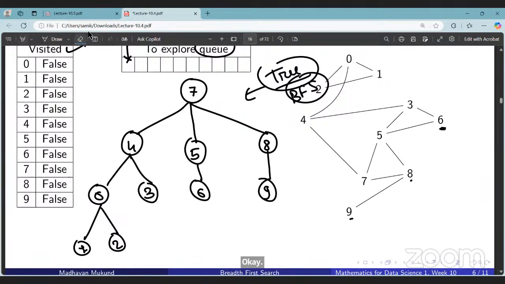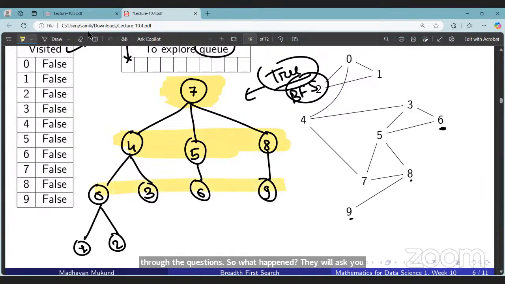Now here, there are some questions. I think you have already gone through such questions. One BFS tree is given to you, and they will ask which edges are possible in the graph and which are not possible in the graph. Some questions are there.